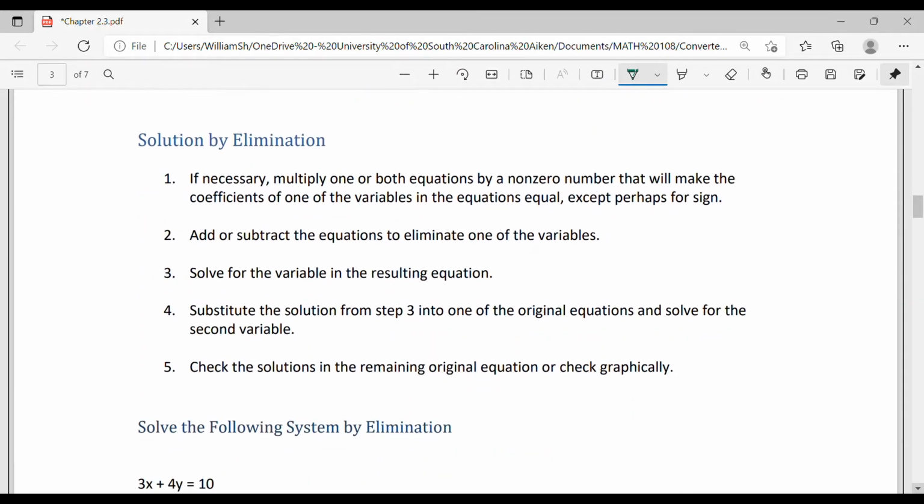Now the next method we're going to talk about is elimination. So solution by elimination has 5 steps here. First one says, if necessary, multiply one or both equations by a non-zero number that will make the coefficients of one of the variables in the equations equal, except perhaps for sign. Add or subtract the equations to eliminate one of the variables. Solve for the variable in the resulting equation. Substitute the solution from step 3 into one of the original equations and solve for the second variable. Check the solutions in the remaining original equation or check graphically.